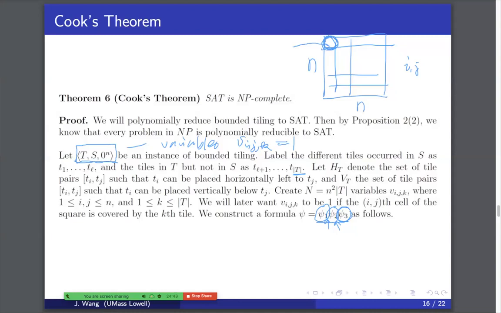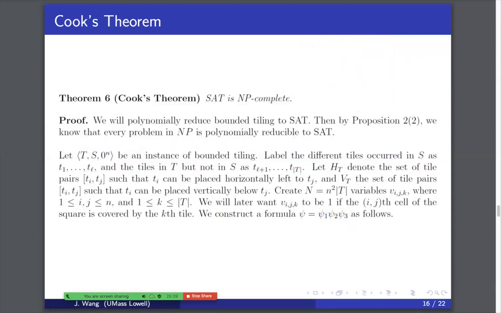So in other words, if you can cover the entire square with tiles, then we can have a truth assignment that makes this formula true. Otherwise, any truth assignment will make it false. So that is the reduction. Once we understand this, the rest of it we can construct pretty easily. So now let's see the construction.